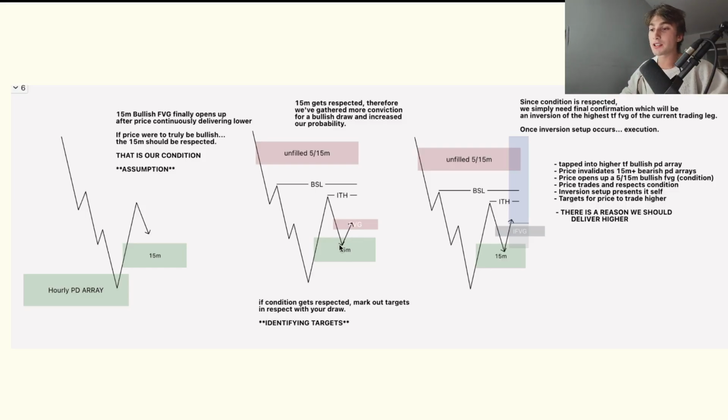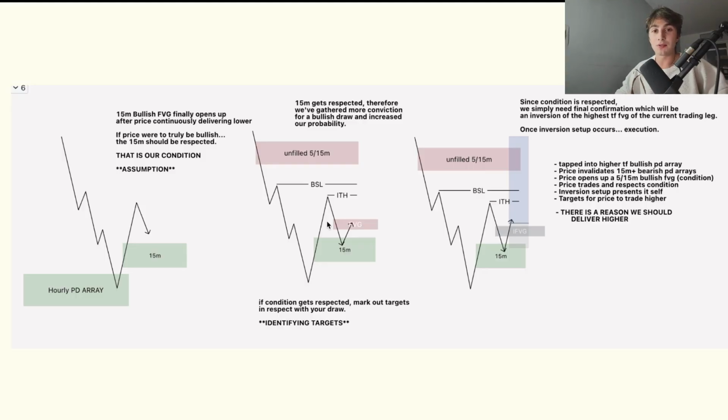And so now that we see that price is respecting this 15-minute, we want to start marking out what our targets could be. This internal high is usually going to serve as your first TP almost every single time. You're then going to have any buy side above that you want to target maybe, and an unfilled 5 or 15-minute fair value gap, ideally, nice little mech. And so if condition gets respected, mark out targets in respect with your draw, identifying targets.